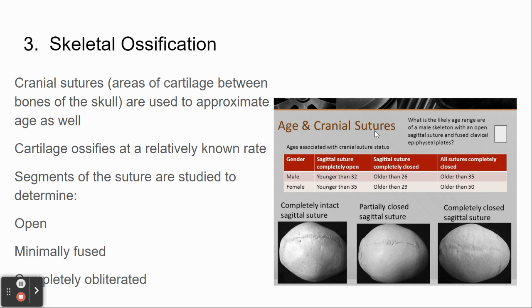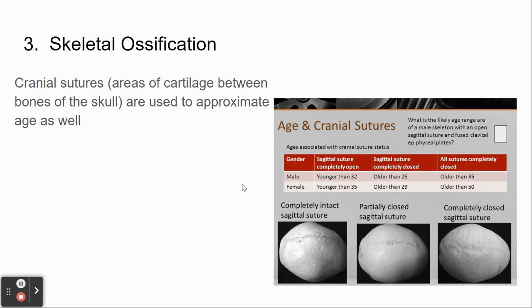So you get something like this. What's the likely age range of a male skeleton? Open sagittal suture. All right. So if we go male open, they have to be younger than 32, and fused clavicular epiphyseal plate. Now we didn't talk about that, but we know they've got to be younger than 32.